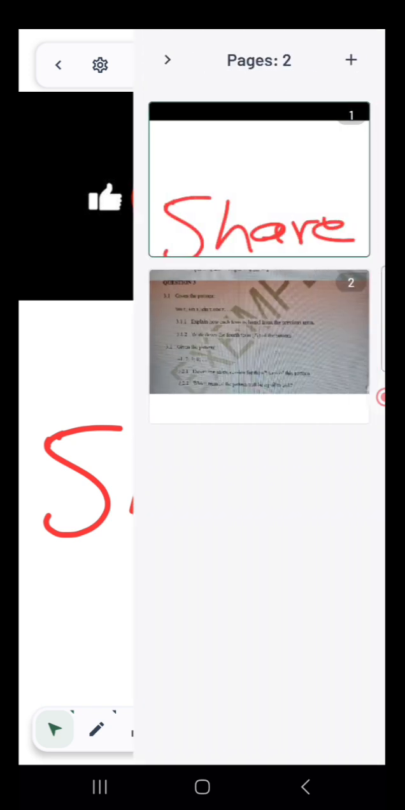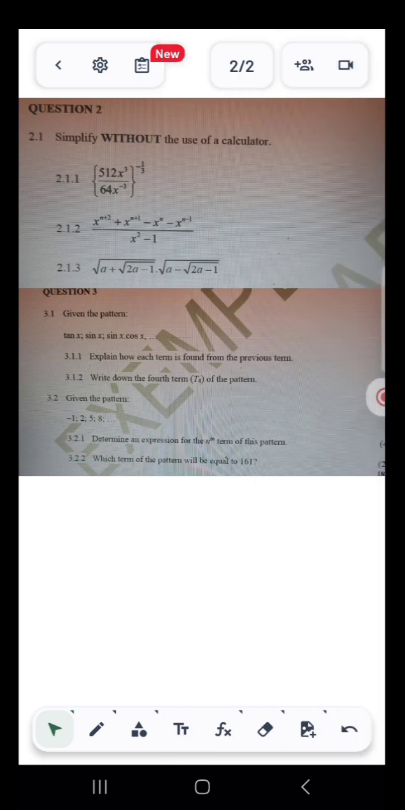Okay, today we'll be doing grade 11 content. I'll be doing 2 questions, question 2 and question 3. I'll be simplifying, and also I'll be delving into patterns, number patterns. Now, let's begin without wasting any time.